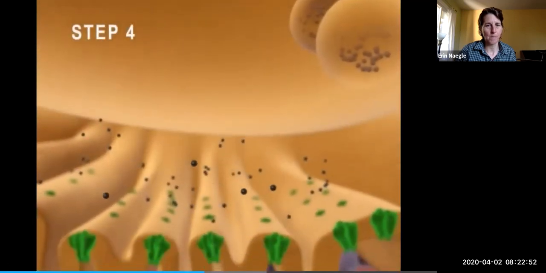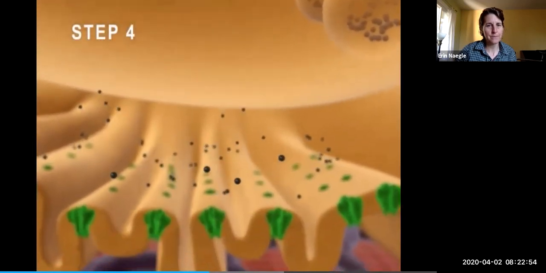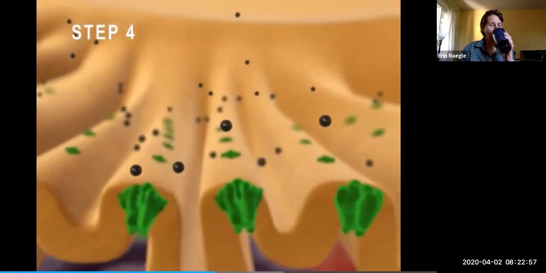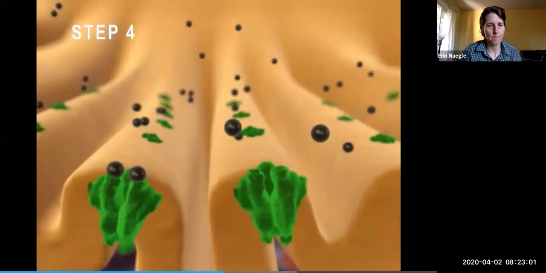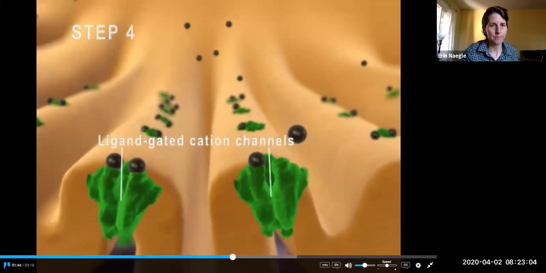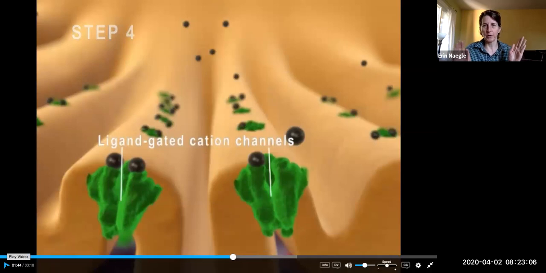Step 4. Acetylcholine diffuses across a synaptic cleft and binds to acetylcholine receptors, which contain ligand-gated cation channels. All right, so just to make sure you know where you're at, where are we? This is the membrane of the muscle. It's called the sarcolemma because everything needs a special name. So this is the membrane of your muscle, sarcolemma.